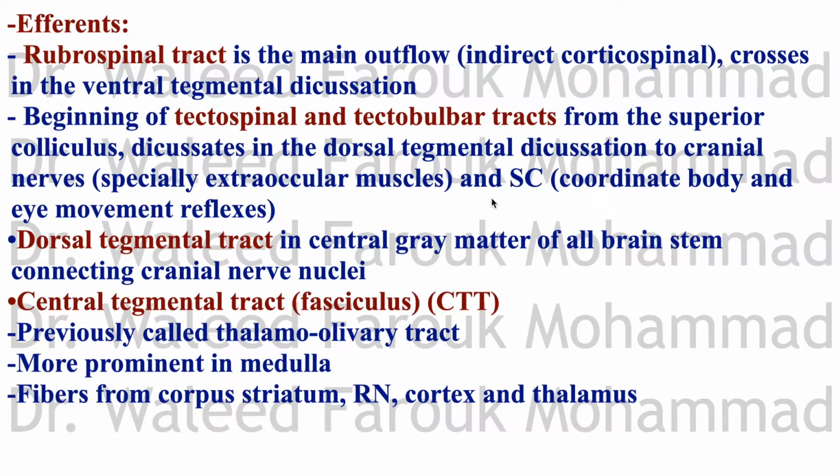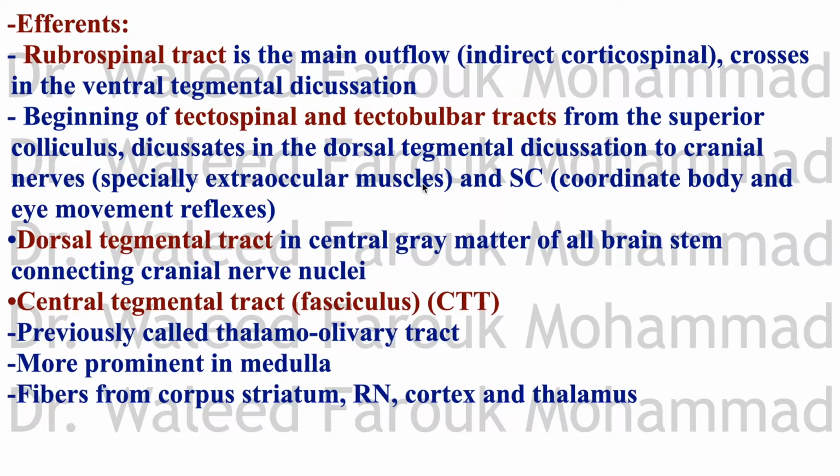These are done by the tectospinal tract, and actually it goes mainly to the neck region of the spinal cord. Dorsal tegmental tract in the central gray matter of all brain stem and connects the cranial nerve nuclei together.